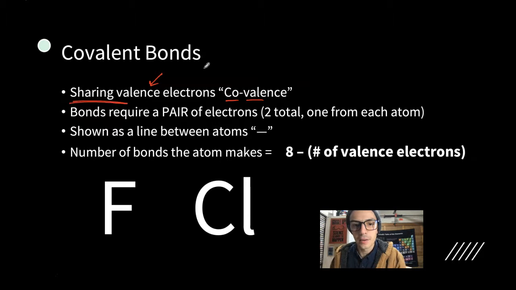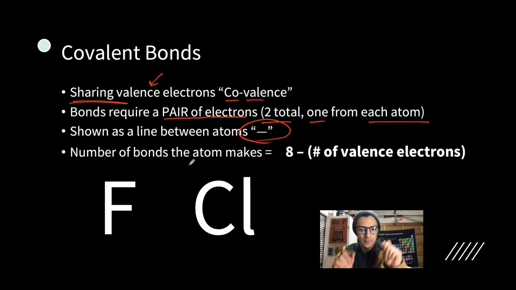Now, when they make a bond from one atom to another, there's a substance to it, and the bond is made out of the electrons, but not just any number of electrons, a pair of electrons. 2, actually, in total, one from each atom. So I'll give you some examples of this in a moment. And when I show the bond, it's going to be represented as a line, like a dash between the two. You might have seen this before if you've seen chemical structures.